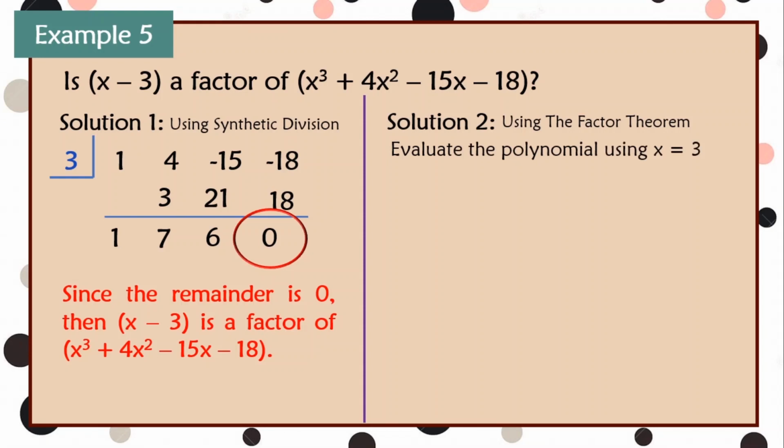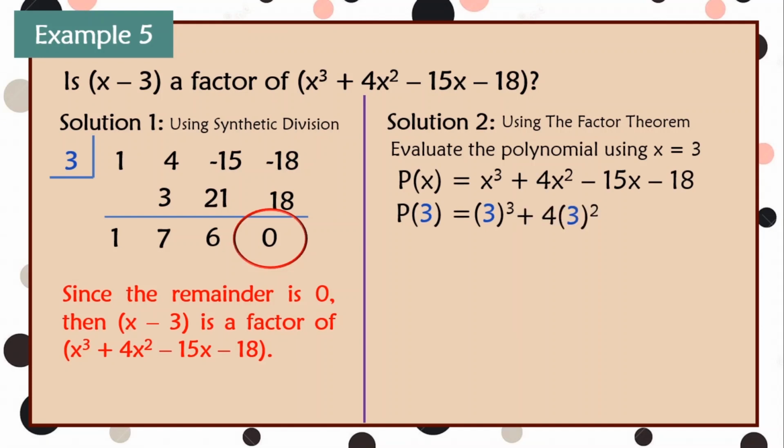So evaluate the polynomial, the value of x is equal to 3. So substitute. So we have 3 cubed plus 4 times 3 squared minus 15 times 3 minus 18. 3 cubed is 27. 4 times 3 squared is 36. Negative 15 times 3 is negative 45 minus 18.